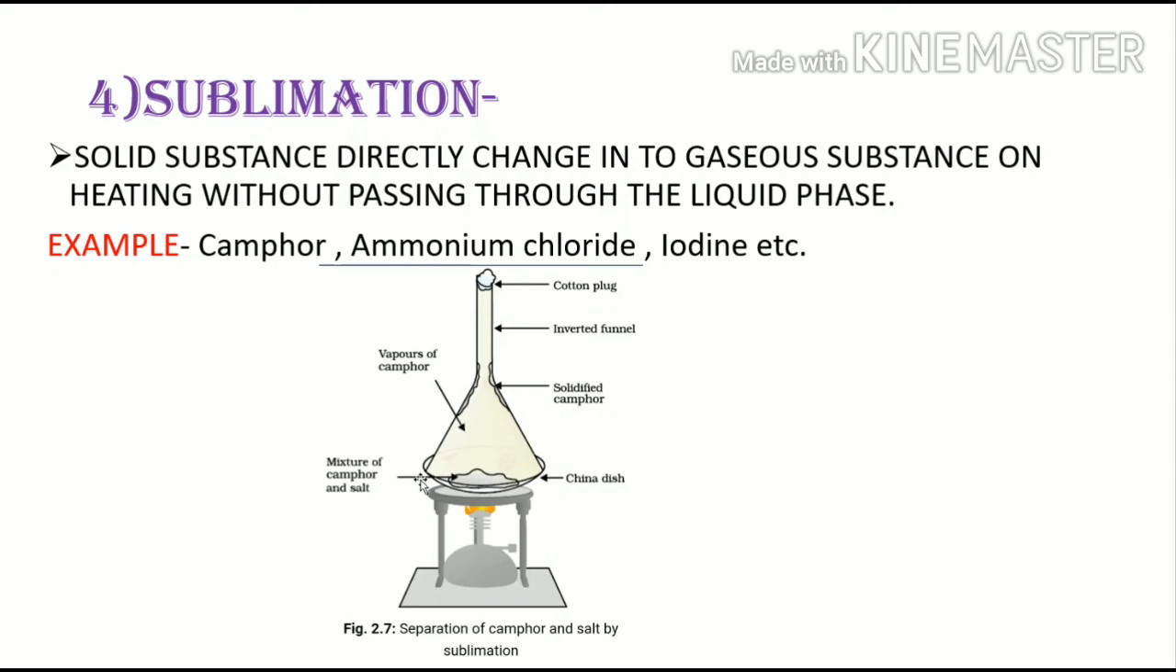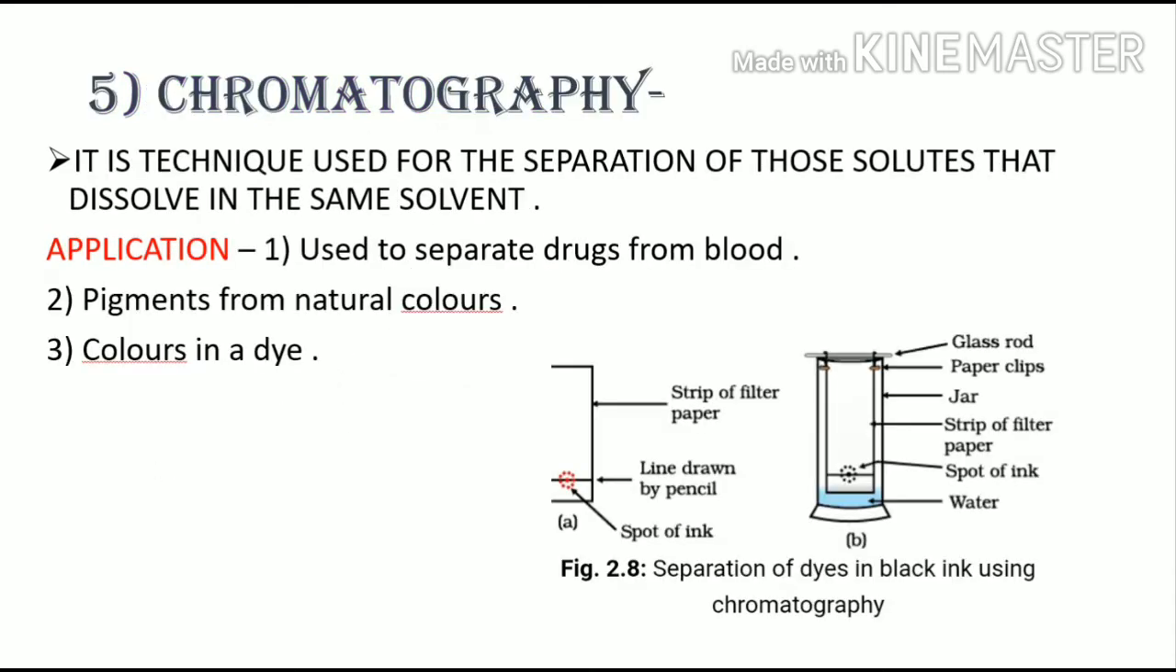So the question will come, how can we separate the mixture of camphor and salt? The answer is sublimation. Okay, next, technique number 5 is chromatography. Chromatography is also an important technique, and it is used to separate the different color pigments from a sample.